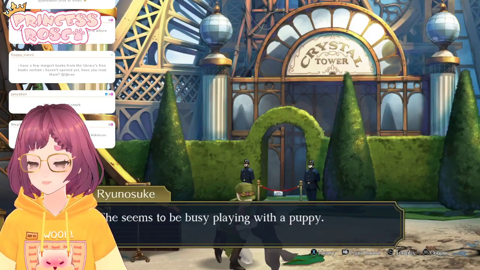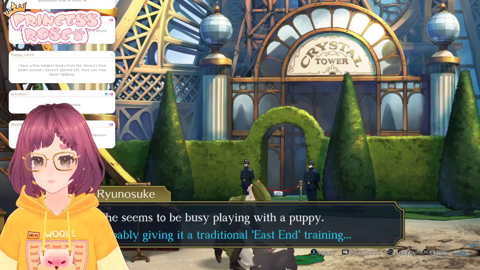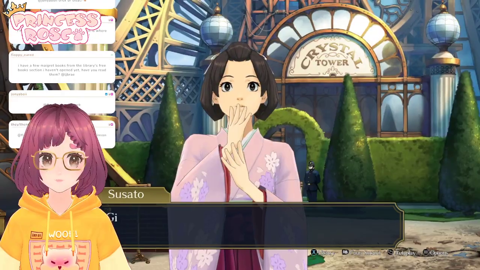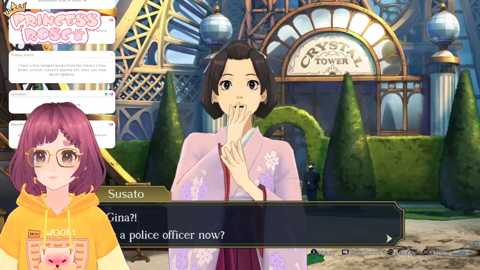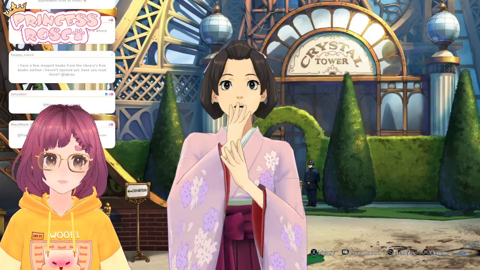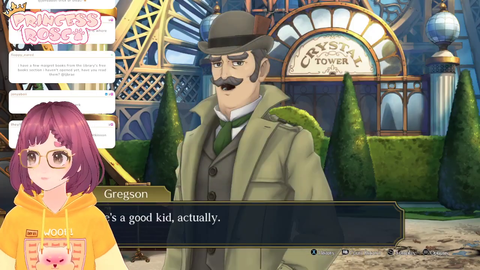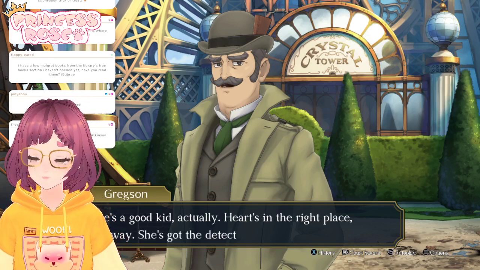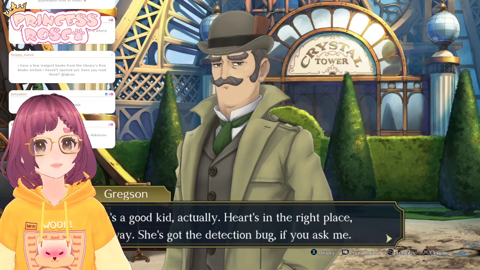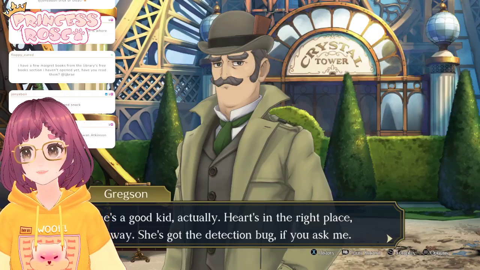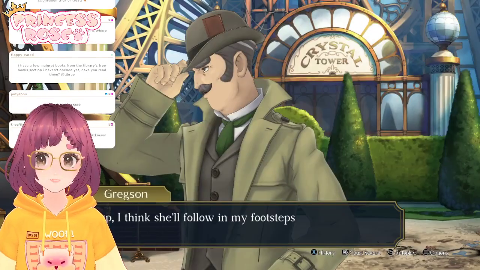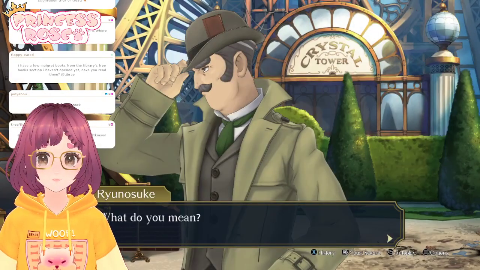She seems to be busy playing with a puppy. Probably giving it a traditional East End training. Gina, she's a police officer now. Amazing, isn't it? She's a good kid, actually. Heart's in the right place anyway. She's got the detection bug, if you ask me. Yep, I think she'll follow in my footsteps nicely. What do you mean?